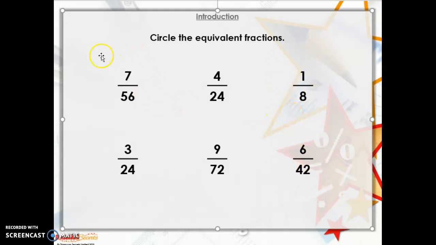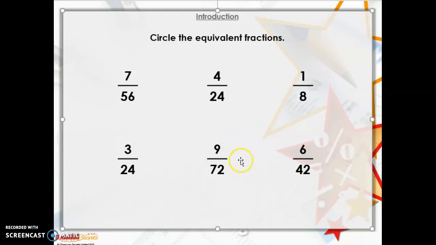Okay, let's look at 7 over 56. How do I get from 1 to 7? I'm timesing by 7 this time. So what is 8 times 7? This is testing your tables, isn't it? 8 times 7 is 56. So 7 over 56 is equivalent to 1/8. Okay, so far we've got 1/8 is the same as 7/56. Is the same as 3 over 24. Okay, but it's not the same as 4/24, and it's not the same as 6 over 42.